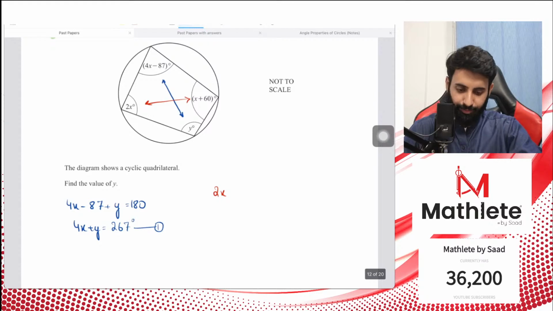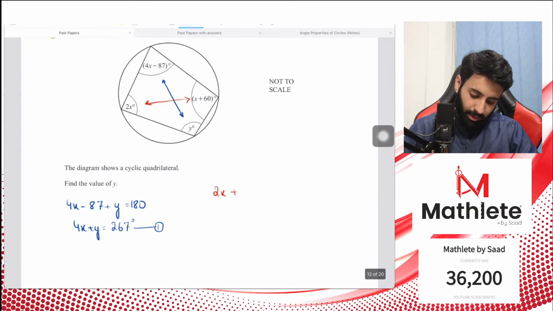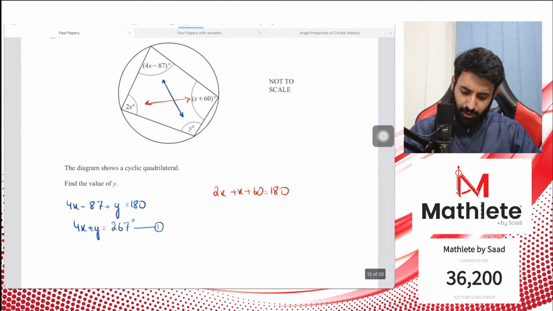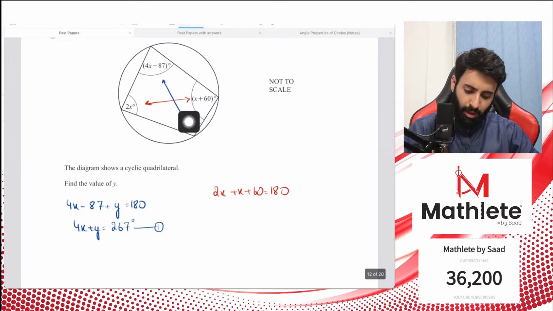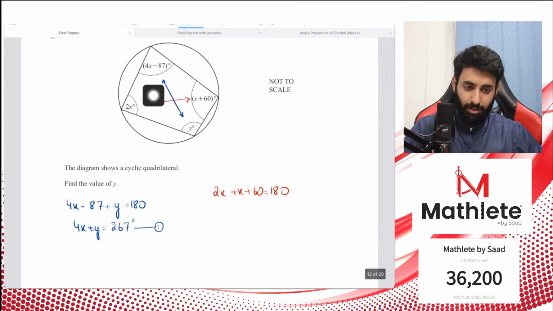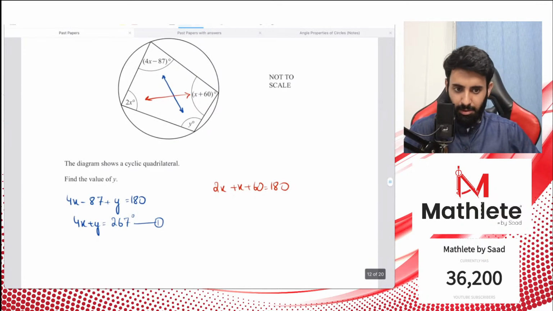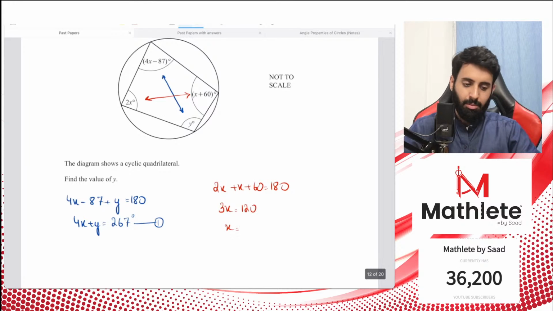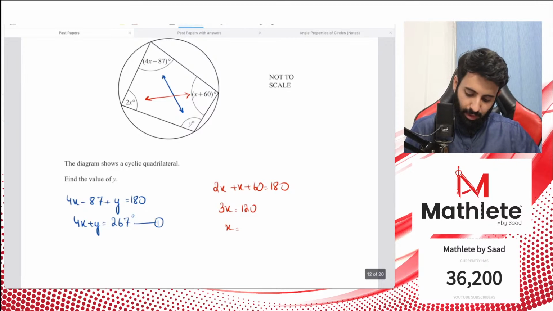Okay, so 2x plus x plus 60 equals 180 degrees. Sum of all the angles equals 360. Okay, so while there's nothing wrong with that, the thing is that it won't really allow you to make an equation with one variable and then solve it. Okay, that is true. Sum of all angles is equal to 360 degrees, but you're not going to be able to solve it with the help of that. So 2x plus x is 3x. 180 minus 60 is 120 degrees. Okay, so 3x equals 120, divided by 3, which is equal to 40 degrees. And there you go.